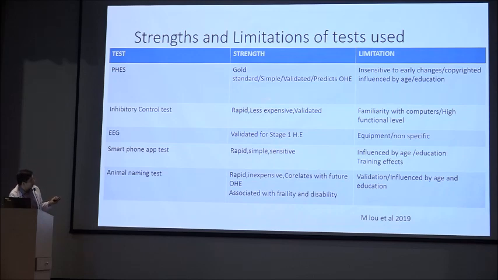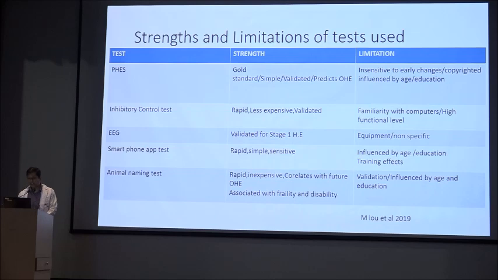The PHES test, which is probably the most validated test, is insensitive to early changes. It is influenced by age and education, and of course extremely time consuming also. The inhibitory control test, even though it's very rapid, you need to have familiarity with digital computers, a high level of functional levels. EEG also, though I have not touched upon it, has not been shown to be very specific for minimal hepatic encephalopathy, but quantified EEG has been shown to have some role, especially with the visual evoked potential.